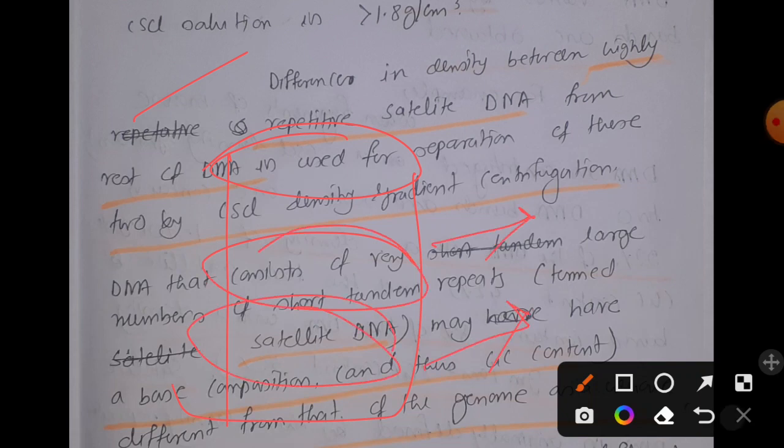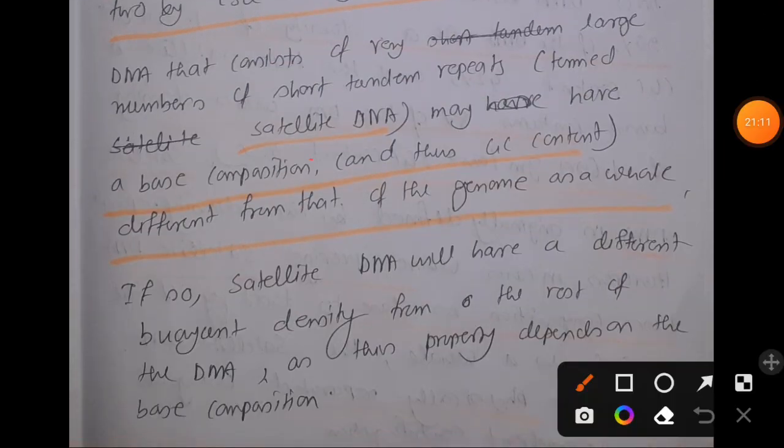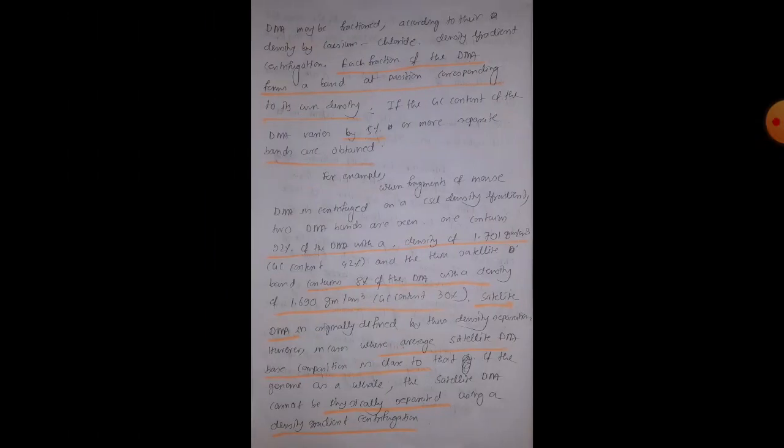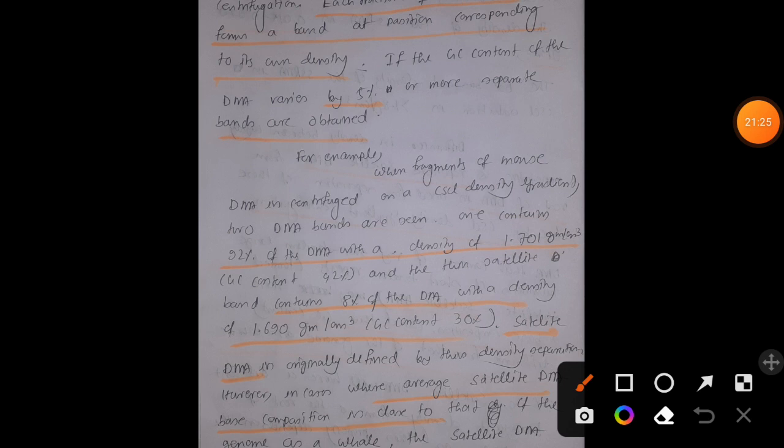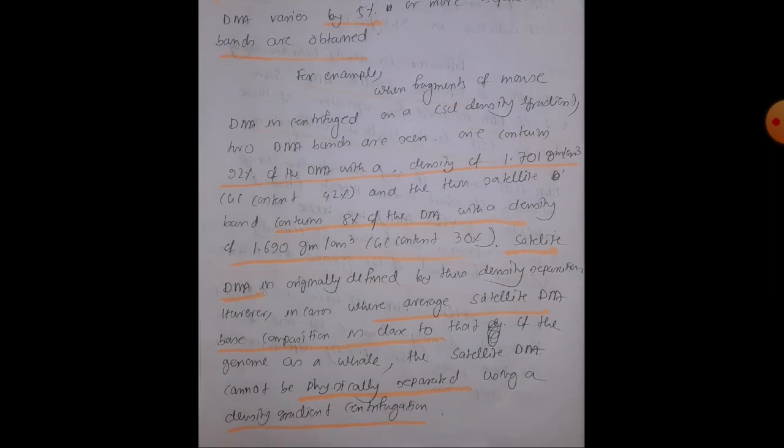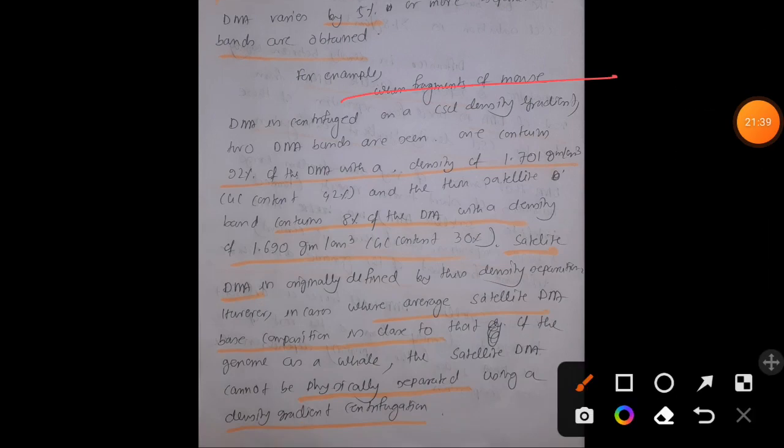But remember it, if the GC content difference is less than 5%, it will be very difficult to separate, right? That is why the satellite DNA molecule whose average base composition is similar to that of the rest of the DNA molecule is very difficult to separate with the help of equilibrium density gradient centrifugation. Okay, and here we have also considered an example where we are separating the satellite DNA of a mouse from the rest of its DNA. Okay, and here satellite DNA will appear at the top and the rest of the DNA will appear at the bottom.